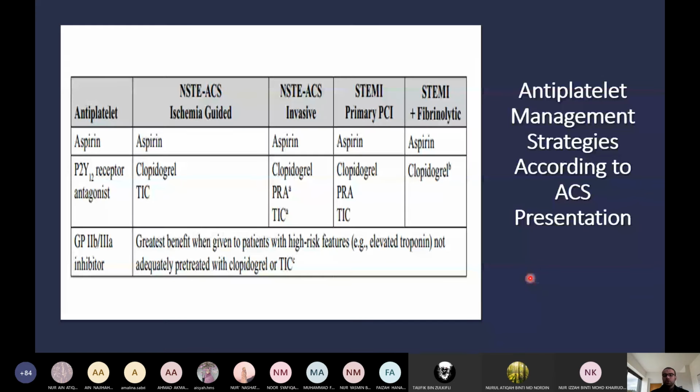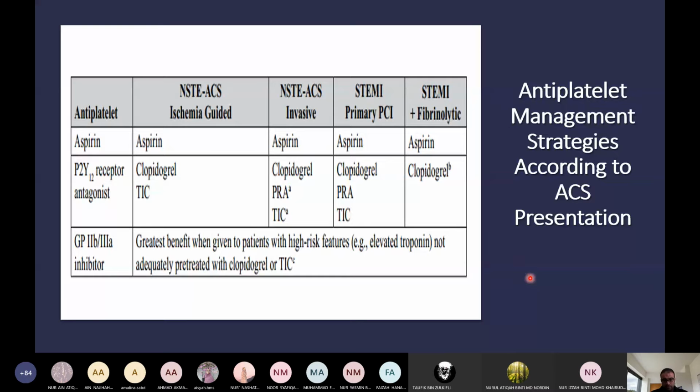So to summarize, here we have the non-STEMI ischemic guided, or non-STEMI invasive. So non-STEMI ischemic guided, clopidogrel or ticagrelor, either one with aspirin. For the invasive you can consider ticagrelor or clopidogrel, and in the invasive, prasugrel can be used, or of course if it is PCI. STEMI with PCI, of course, prasugrel, and then STEMI with fibrinolytic therapy, clopidogrel is to be offered, just to be with less risk of bleeding.